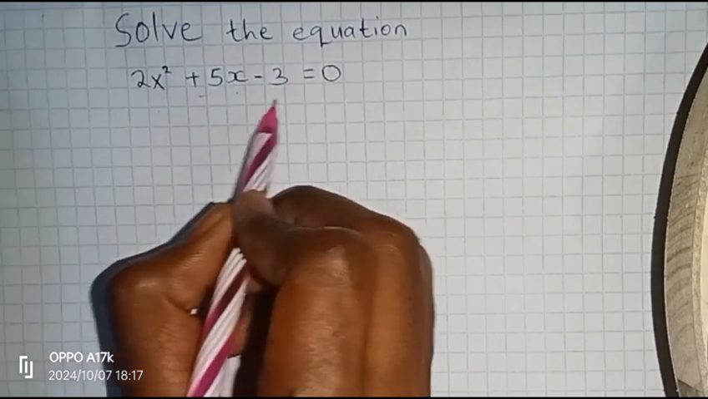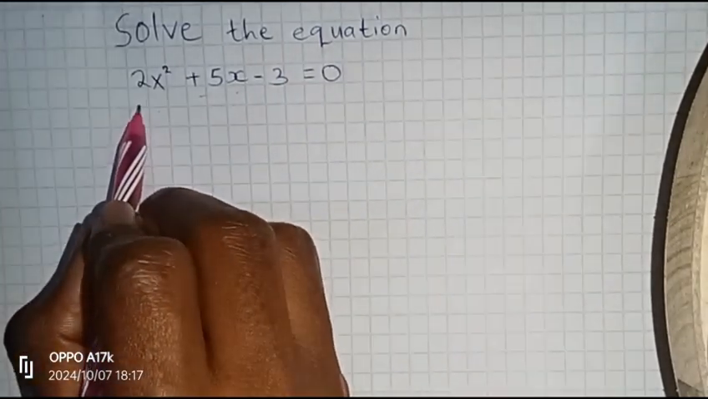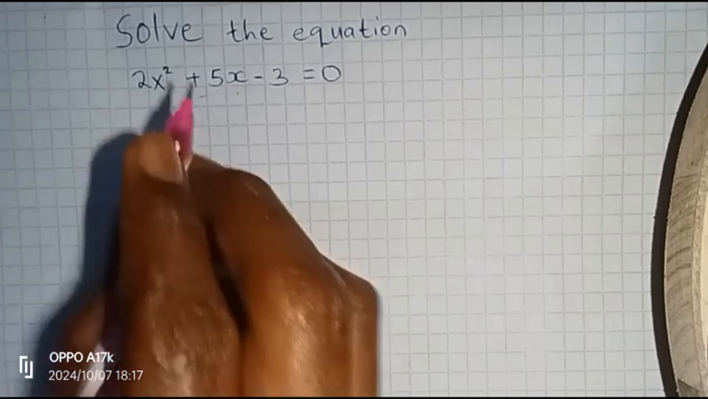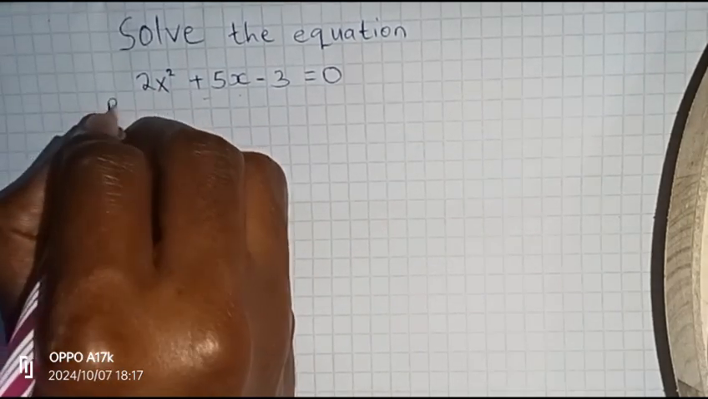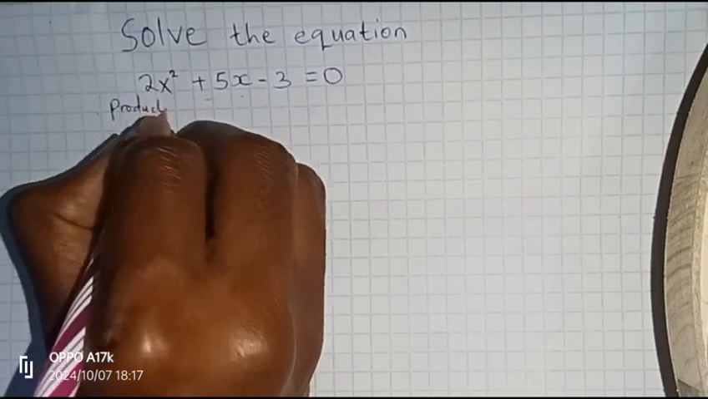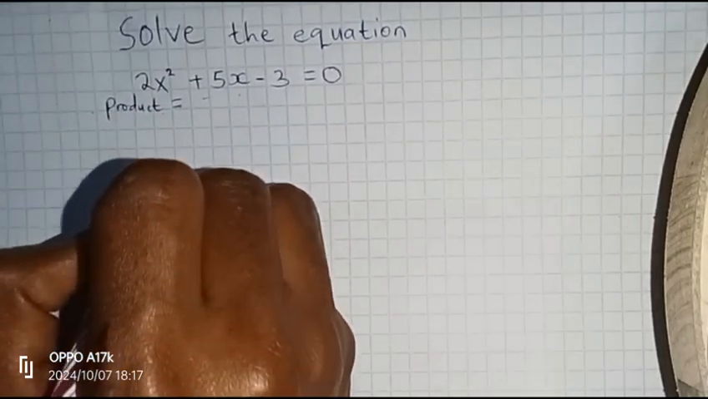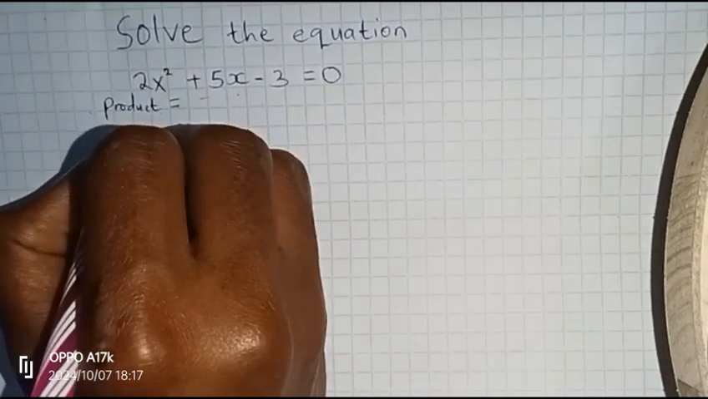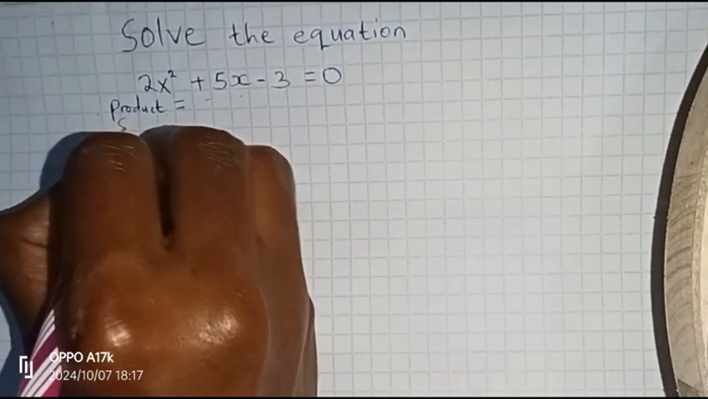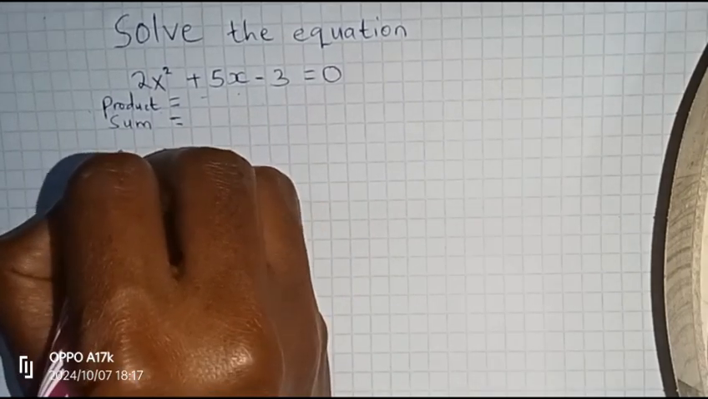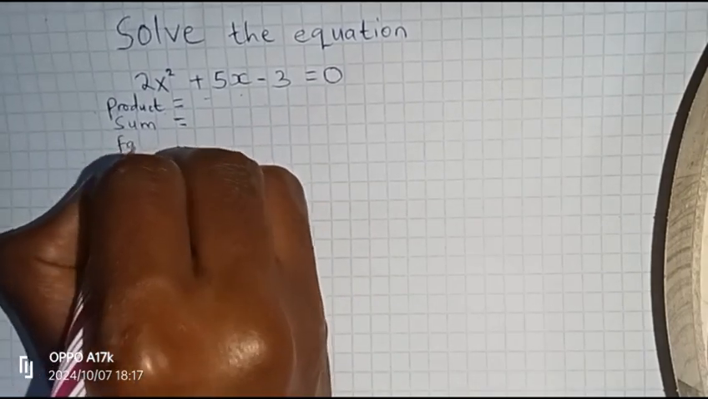For you to get the value of x of this equation, you have to know three things first. The first thing is the product. The product of this equation is equal to what? You have to know that first. The second thing is the sum. And the third thing you have to know is the factors.